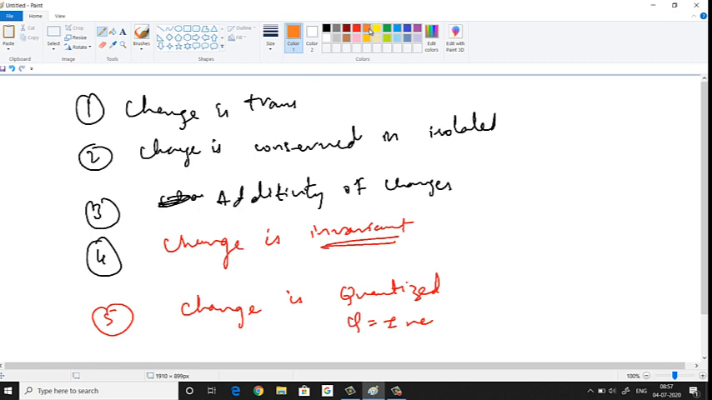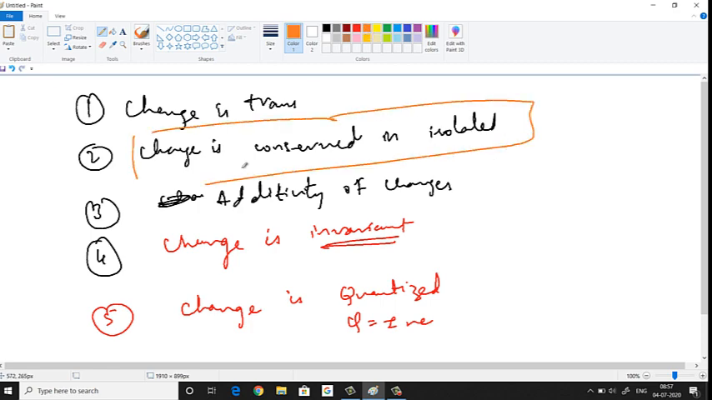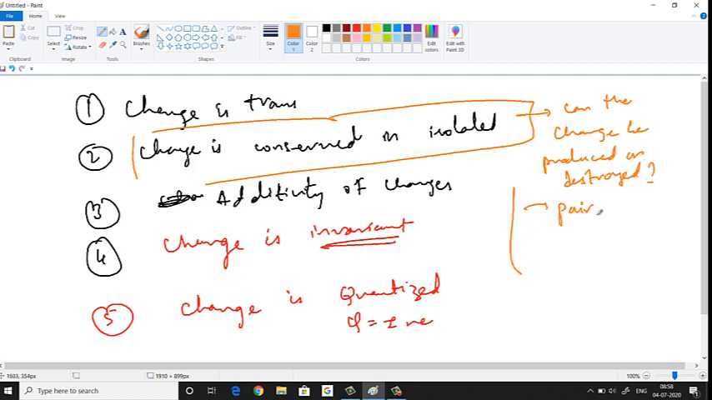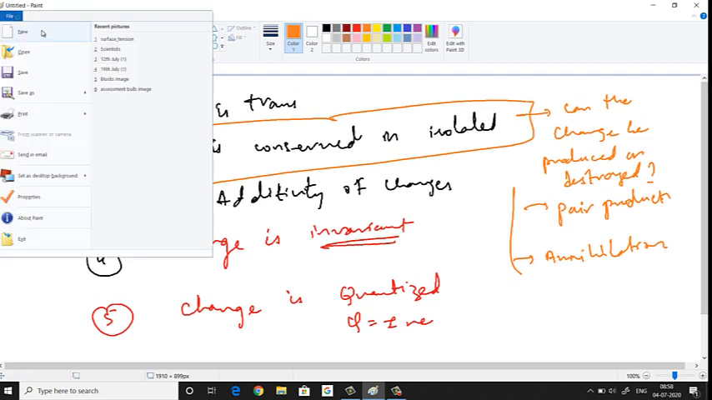One important thing here is, charge is conserved. When you talk about this, if they ask you, can the charge be produced or destroyed? Yes, it can be. We learned about pair production. Just go through notes for this also. What is happening in pair production? Charge is produced. Although net charge is 0, charge can be produced. And what about annihilation? Here charge is destroyed. So these are some properties that you have to focus on.